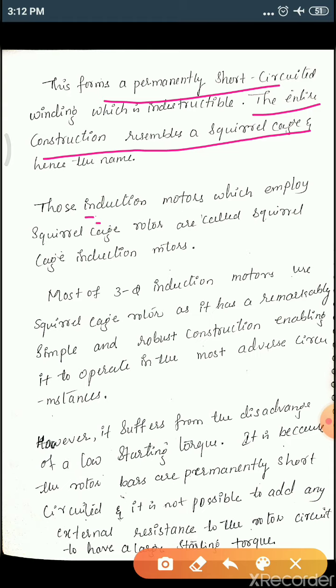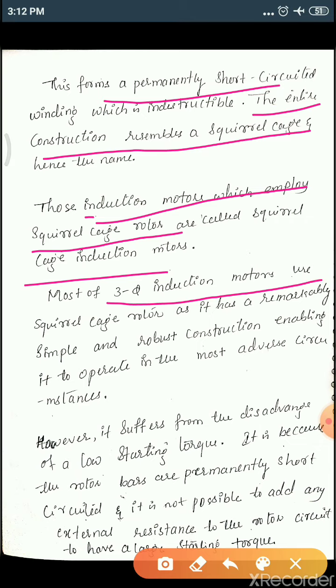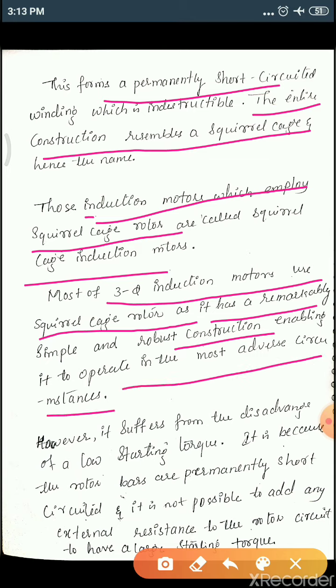Those induction motors which employ a squirrel cage rotor are called squirrel cage induction motors. Most three-phase induction motors use squirrel cage rotors, as they are remarkably simple in construction and able to operate in the most adverse circumstances.